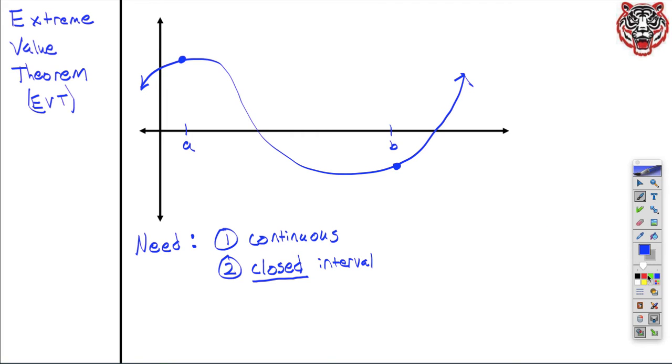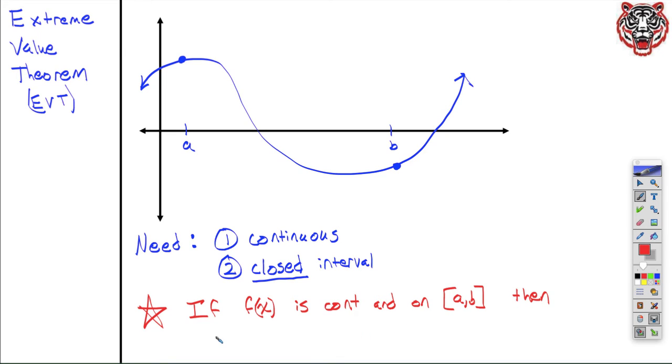Okay, what does EVT say? EVT says this. So if, I guess I should have done this the same way on the last one. If a function f of x is continuous, and on a, b, you know it's closed because I use square brackets, then there exist these two things.